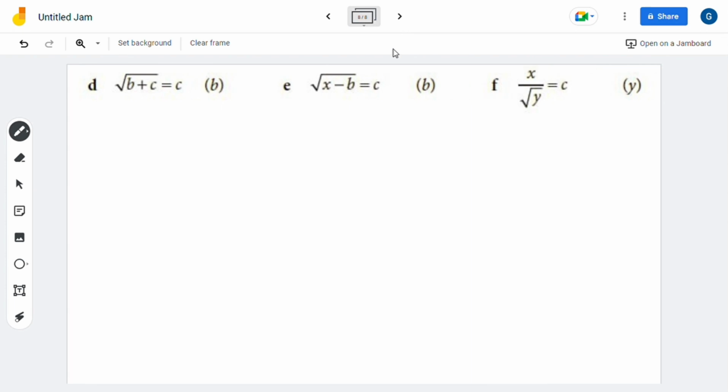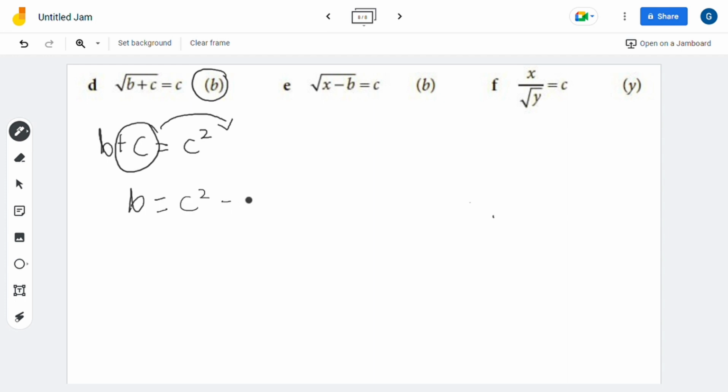The last 3 questions, square root of b plus c equals c, and we need to make b the subject. b plus c equals c squared. As we shift c over, it will become a negative. b will equal c squared minus c.